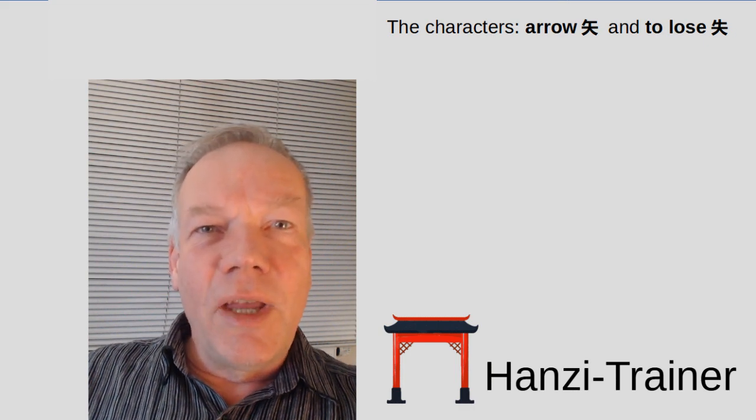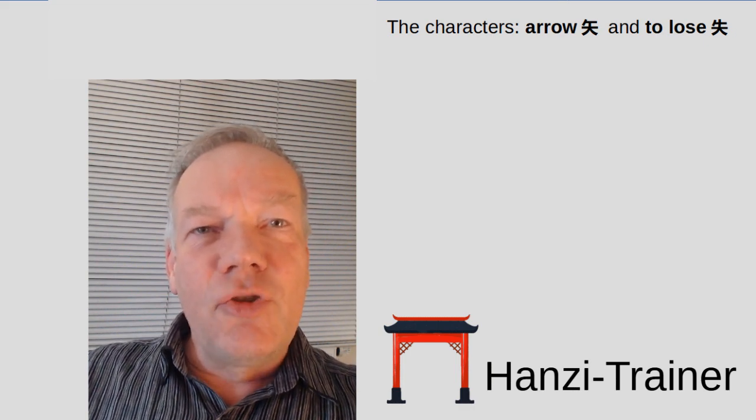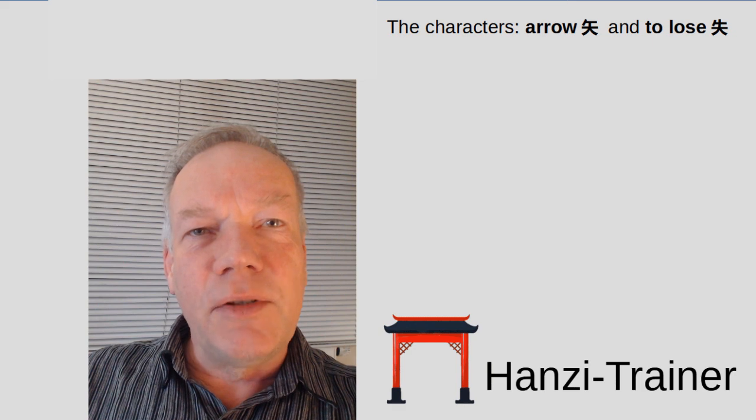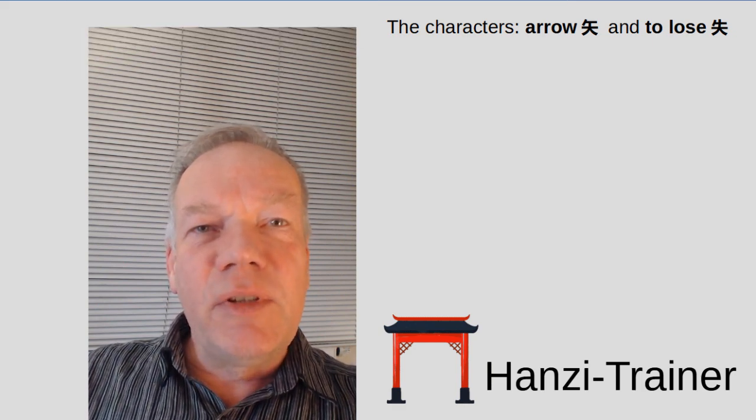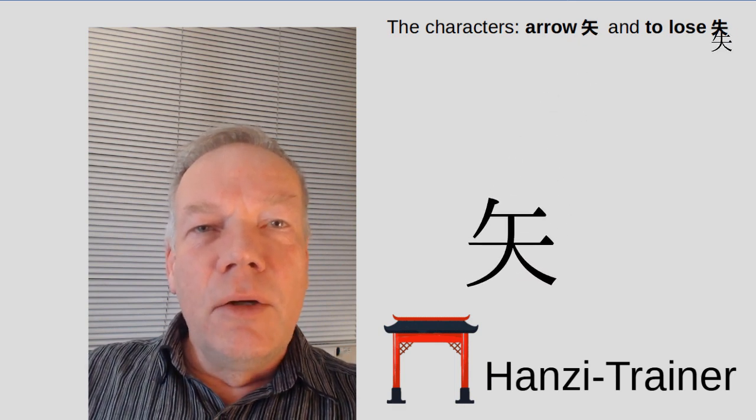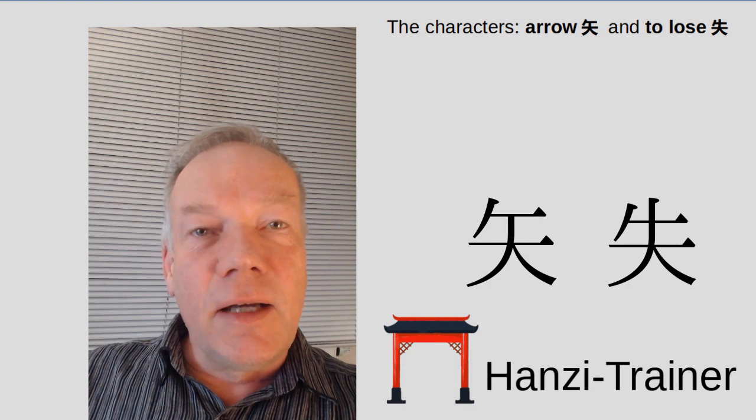Today's video of the Hanzi trainer, the app for learning the Chinese image characters with memory phrases, is related to two characters which easily can be mistaken. Those are the characters for arrow and for to lose. Let's get started after the intro.